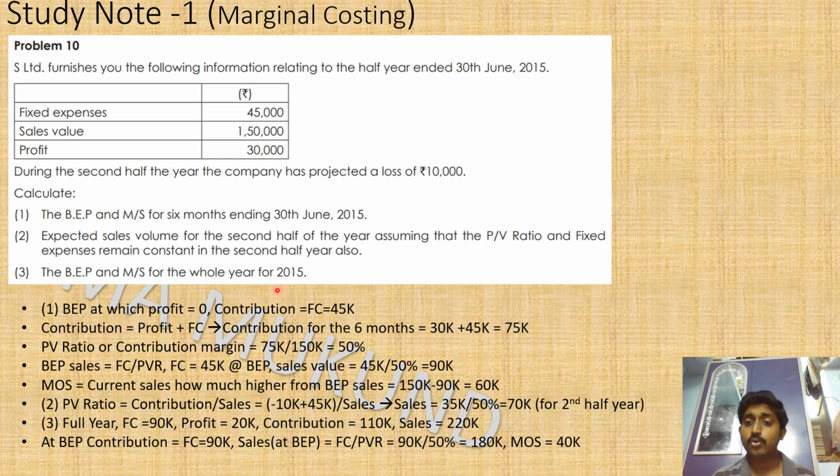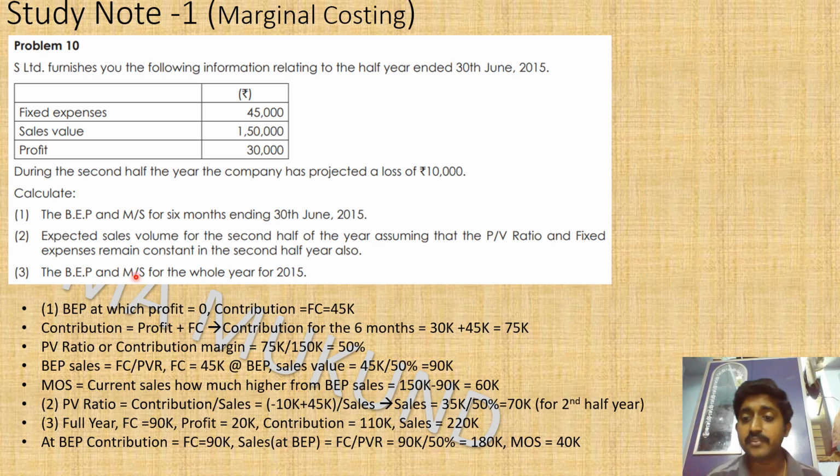Yes, we can find it. PV ratio, first half also same, second half also same. For the whole year also it's going to be the same: 50% is the PV ratio for the whole year. Then break even point. What is break even point? It is equal to fixed cost divided by PV ratio. What is the fixed cost for the whole financial year? First half 45,000. Second half there is no change in the fixed cost, which means second half also 45,000. 45,000 plus 45,000, 90,000 is the full year fixed cost. So 90,000 divided by 50% is going to be the break even point sales.